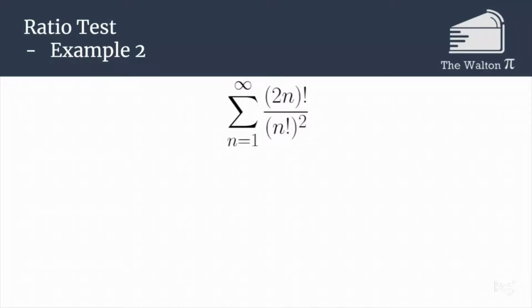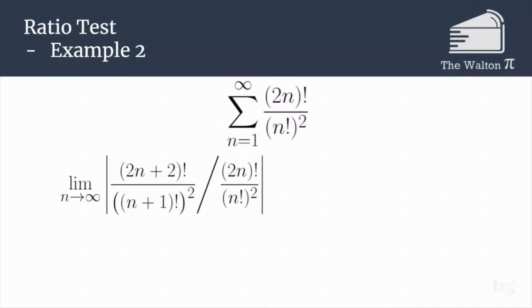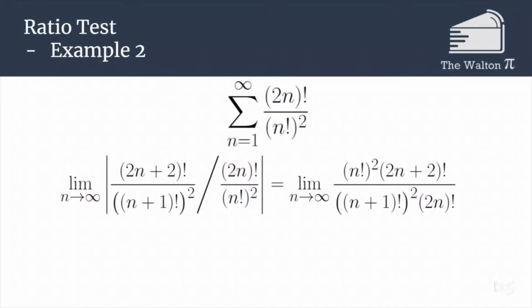Let's do another one. Let's do the sum from n equals 1 to infinity of 2n factorial over n factorial squared. So the limit as n goes to infinity of our n plus 1th term over our nth term gives us 2n plus 2 factorial over n plus 1 factorial squared, all over 2n factorial over n factorial squared. This is the limit as n goes to infinity of n factorial squared times 2n plus 2 factorial all over n plus 1 factorial squared times 2n factorial.